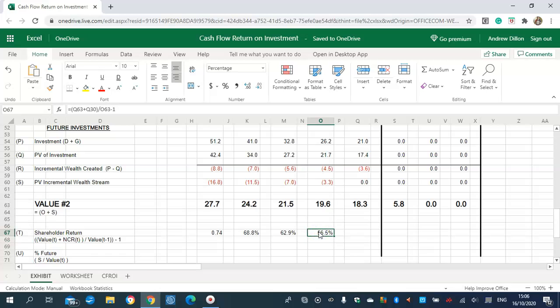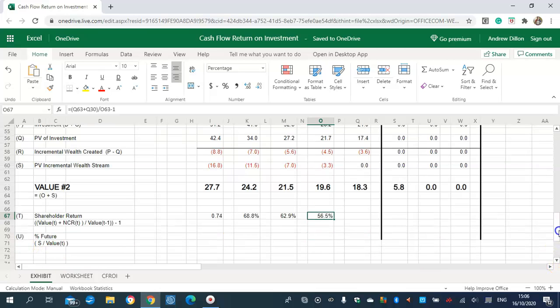Okay, fortunately I'm out of time, so I'll continue in a few minutes and start and finish off the shareholder return, and I have to calculate the percentage future, and that should be the end of the Exhibit sheet.